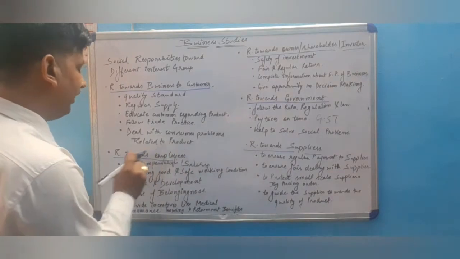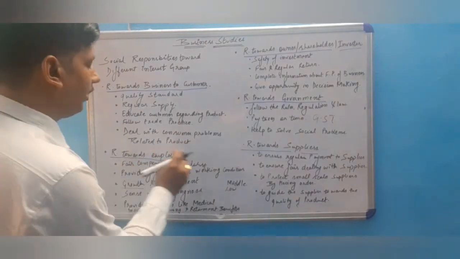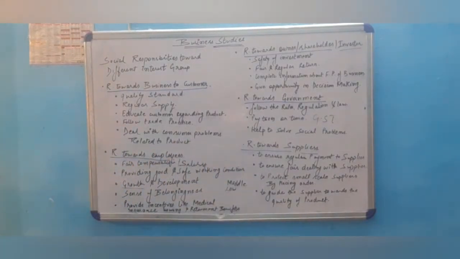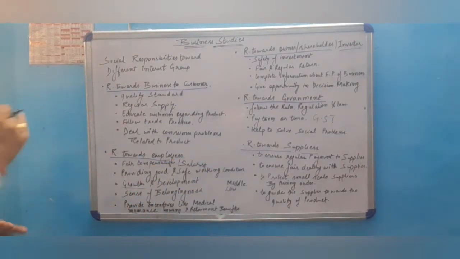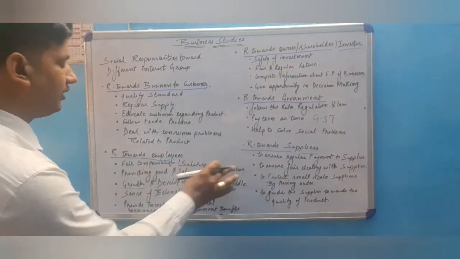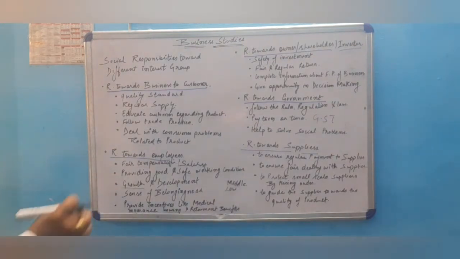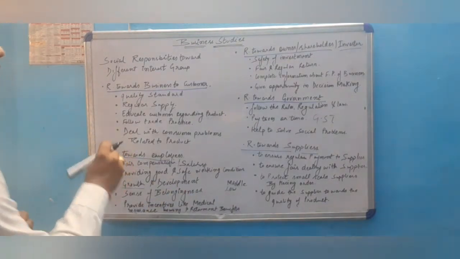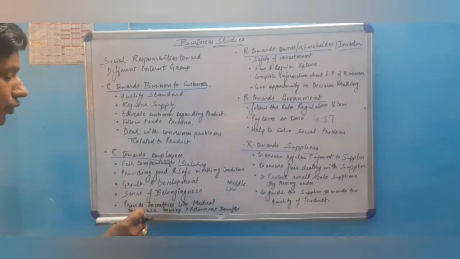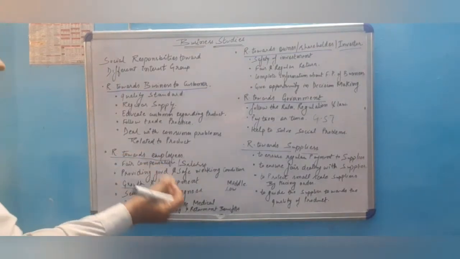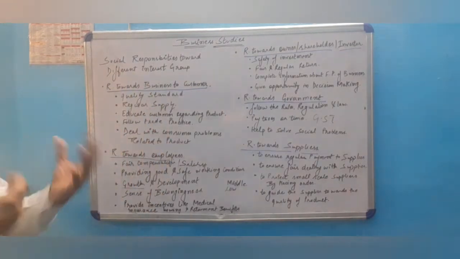Now, responsibilities towards employees: fair compensation and salary. There should be a fair compensation and salary for the employees. Providing good working conditions for the employees. Growth and development. There should be growth and development of the employees. Sense of belongingness. The employees should feel themselves a part of that business. Next one is providing incentives like medical insurance, housing and retirement benefits, so the employees work in a better way.